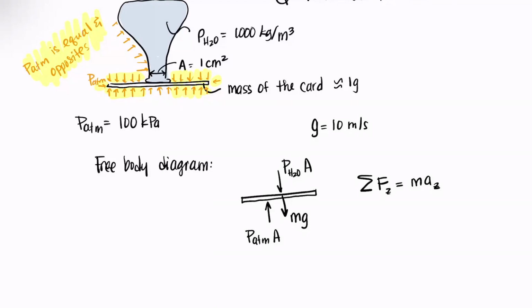Yeah. Cool. Okay, so we're going to assume that we release our hand from the card, and in that instant, we want to figure out what the force balance looks like. So in that instant where we've removed our hand, we're going to assume that the card is not moving. So we're going to say that a_z is equal to 0 initially. All right, and then let's look at our force balance. So we have minus P_H2O times A, minus m times g, plus P atmosphere times A is equal to 0.